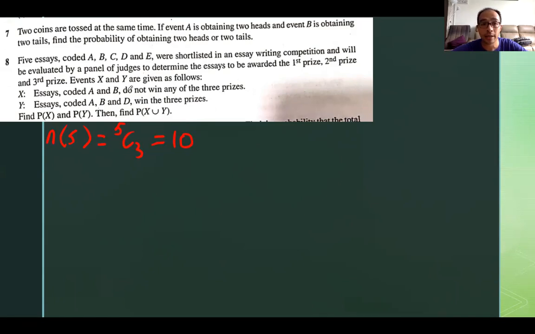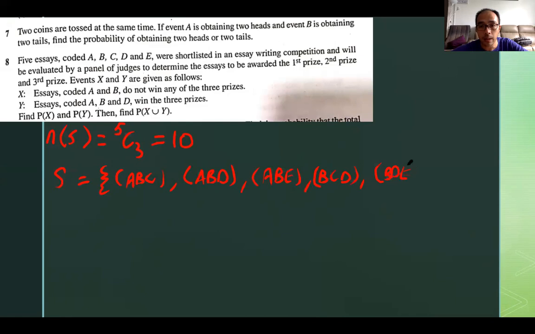Okay, so there are 10 possible outcomes for this. If you want to use the super old school method, you want to list down the sample space, you can. The first one is A, B, C that win. Second one is A, B, D that win. Third one is A, B, E that win. What else? B, C, D. B, D, E. There are only 10, so we can list them out. What else? C, D, E.